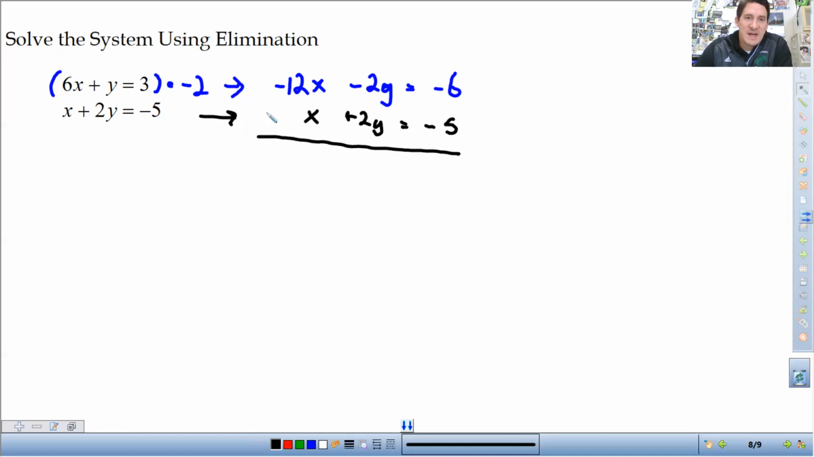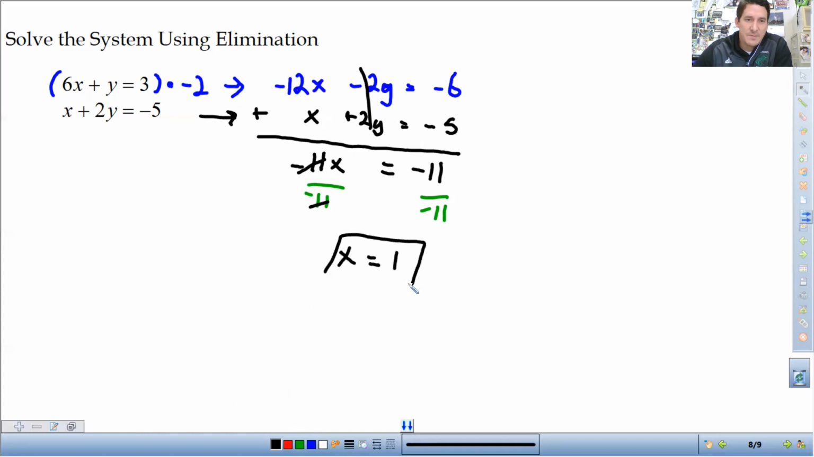Add the equations together. Negative 12x plus 1x, or just x, that's negative 11x. Negative 2y plus 2y, that cancels out. Negative 6 plus negative 5 is negative 11. Divide both sides by negative 11. This cancels out. I get x is equal to positive 1. Now I need to substitute back in. You can use top or bottom. It doesn't matter.